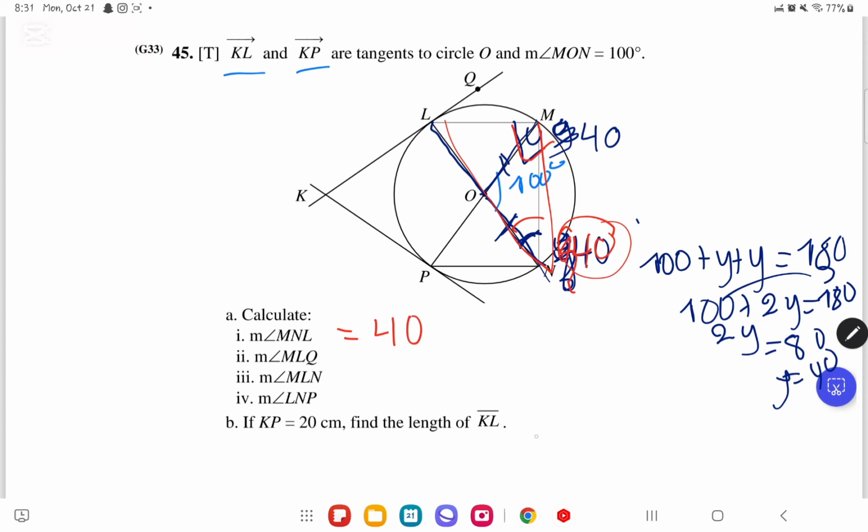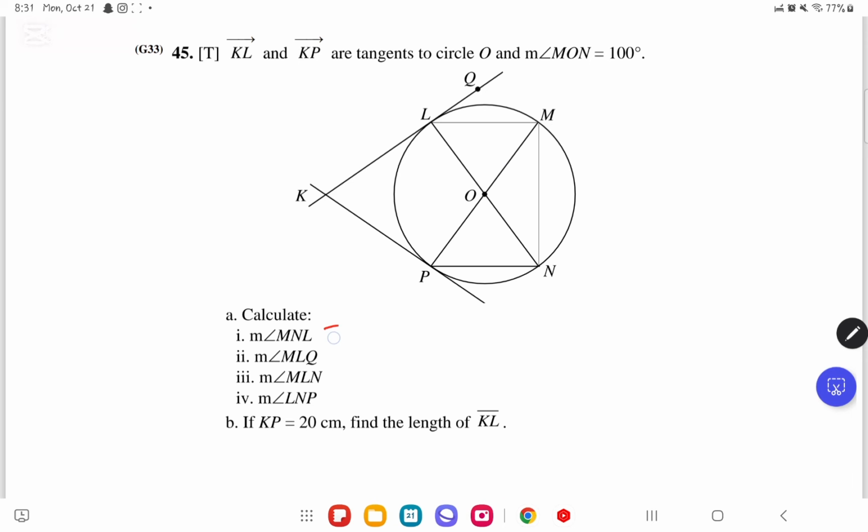So now we have that MNL is 40 degrees. They're asking now for what? For the measure of angle MLQ. My bad, MLQ looks like this. The measure of angle MLQ. What a nice question. We know that this is 100, right?